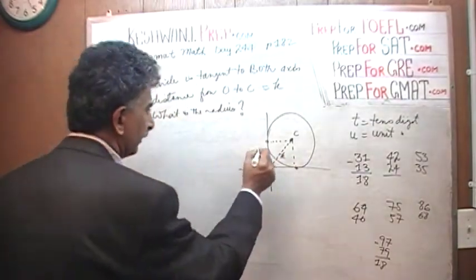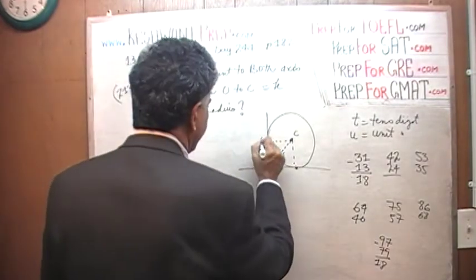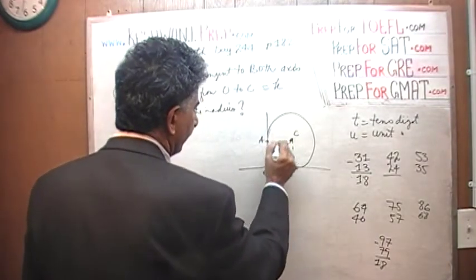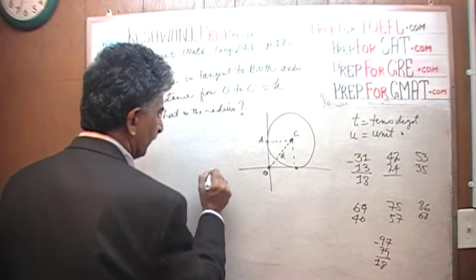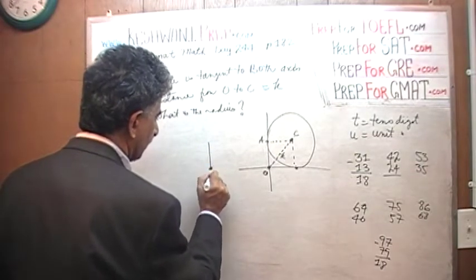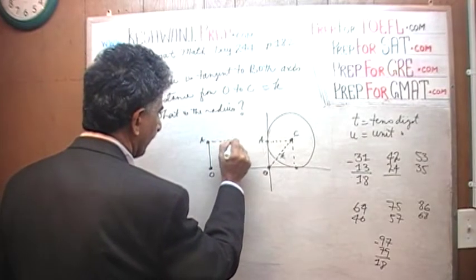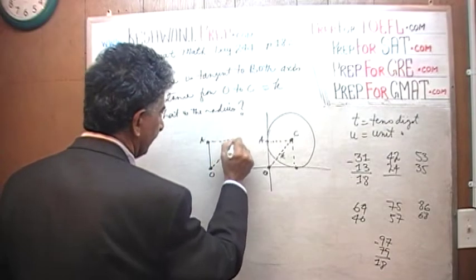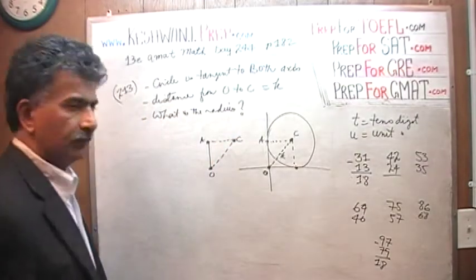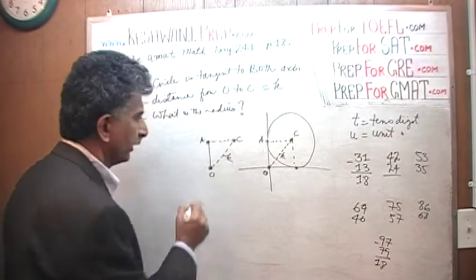Let's redraw this triangle here. Let's call it OAC. This triangle OAC, let's redraw it here. So here's our O. Here's our A. And here is our C. This distance from O to C we are told is K. The question is, how much is the distance from O to A?